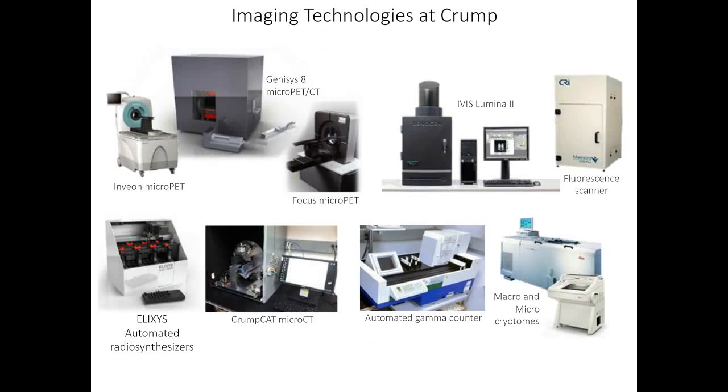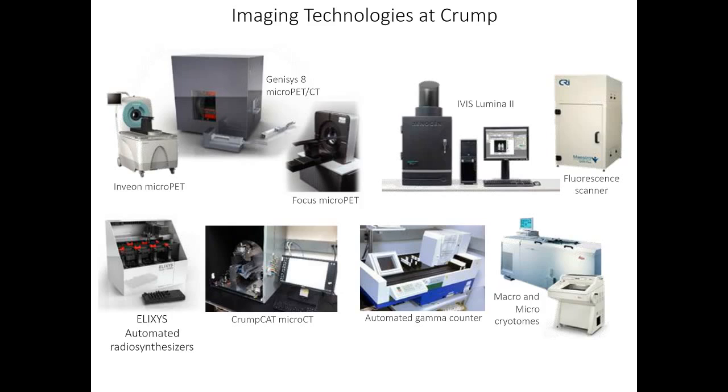So going to how we do imaging here at Crump, this is just a summary slide of all the imaging modalities and equipment that we offer at the center. In the upper left, we have 3 different types of PET scanners, the Siemens Inveon, the Siemens Focus, and now we also acquired just recently the PerkinElmer Genesis 8 microPET and CT combined system. For us, that's actually been one of the more high throughput instruments that allow us to do many studies very quickly. On the right-hand side, we also have the IVIS Lumina from PerkinElmer and a CRI fluorescence scanner.